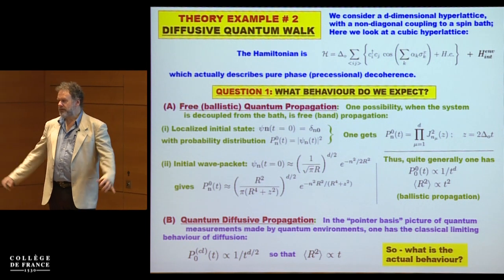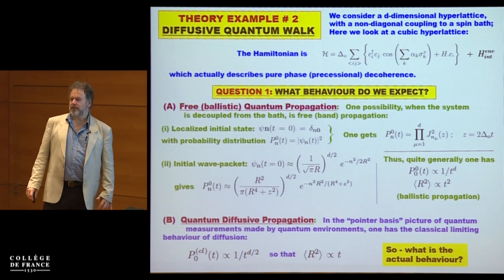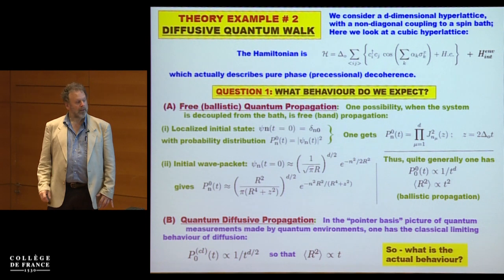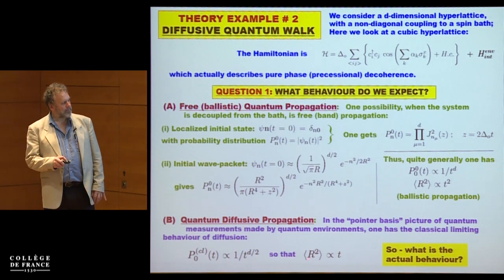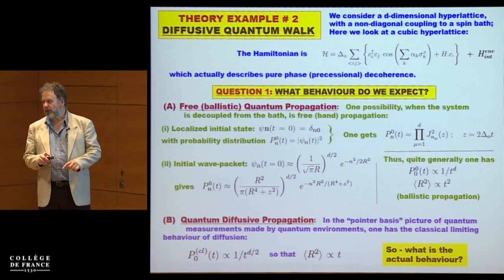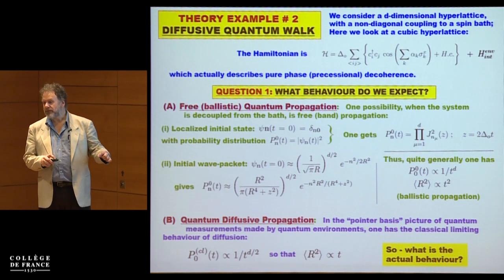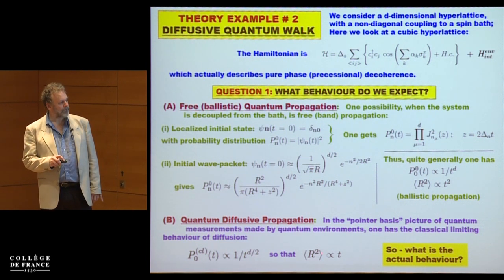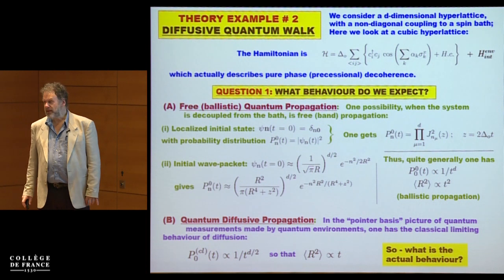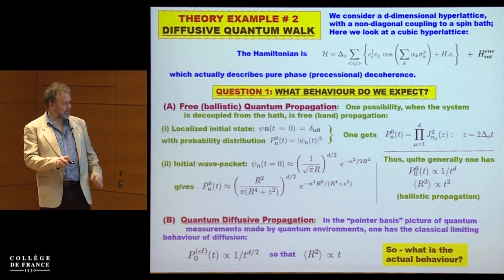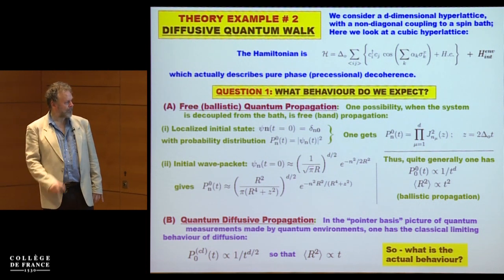Now you say, well, if it's coupled to an environment, it's going to move diffusively over long times, which would mean that the rate at which it moves away from the origin now would be going like the square root of time. That's what we mean by diffusive motion. And that would actually be independent of the dimension. And so we have this result here.